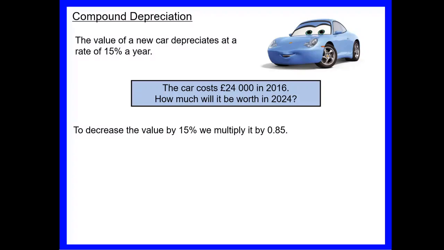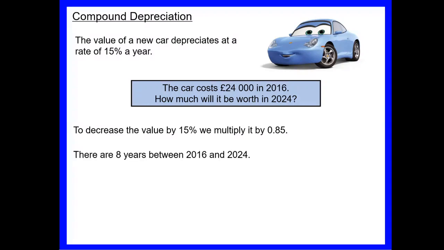So remembering we always start with 100%. If we reduce 100% by 15%, we're left with 85%. So we're only paying for 85% of the value of the item, and 85% divided by 100 to get our decimal of 0.85. So that's our multiplier.